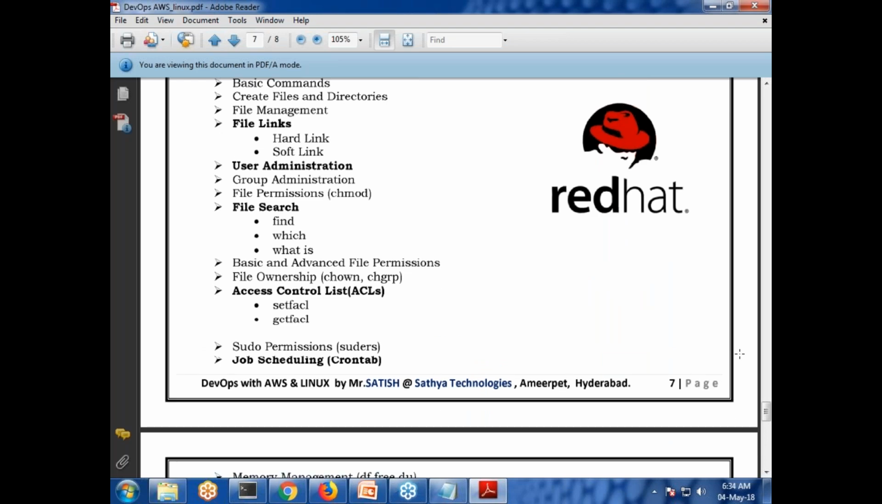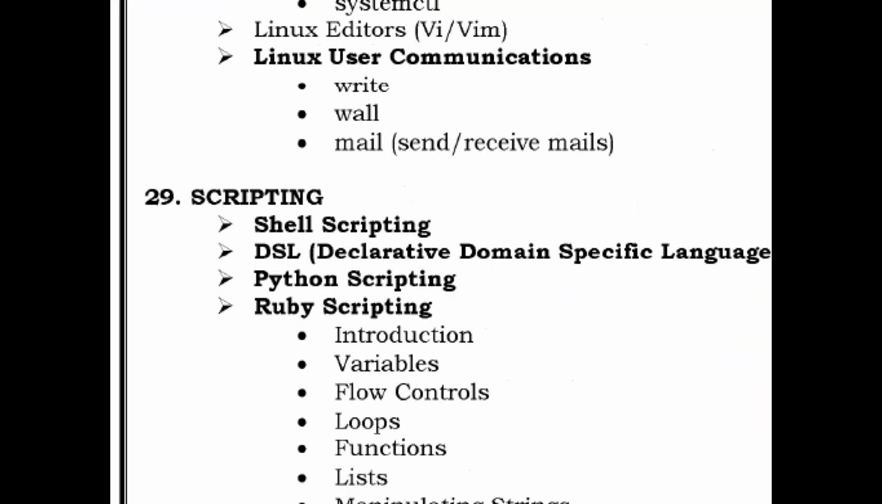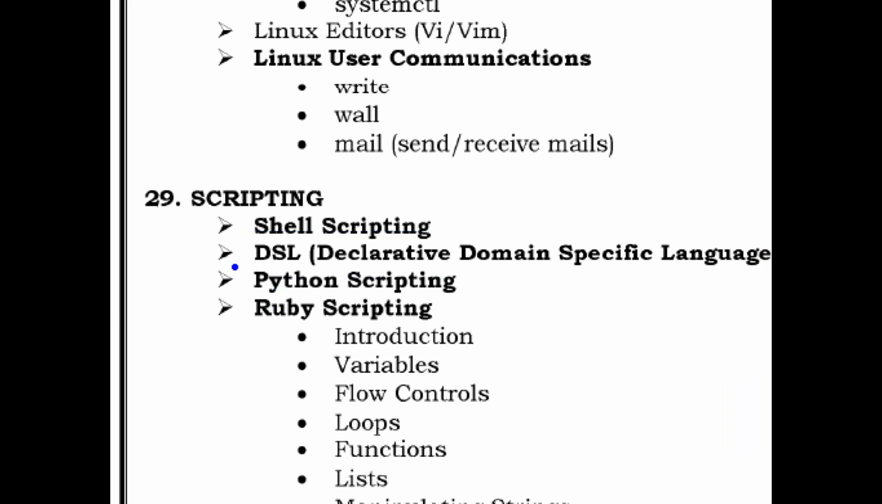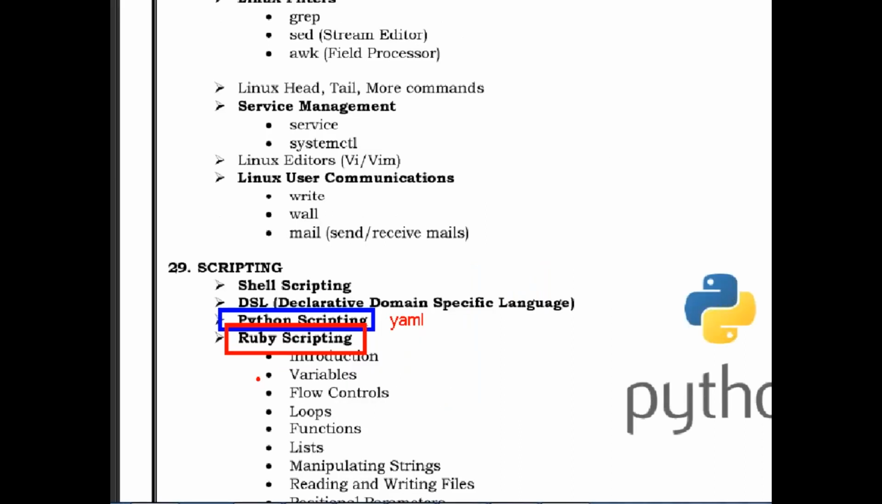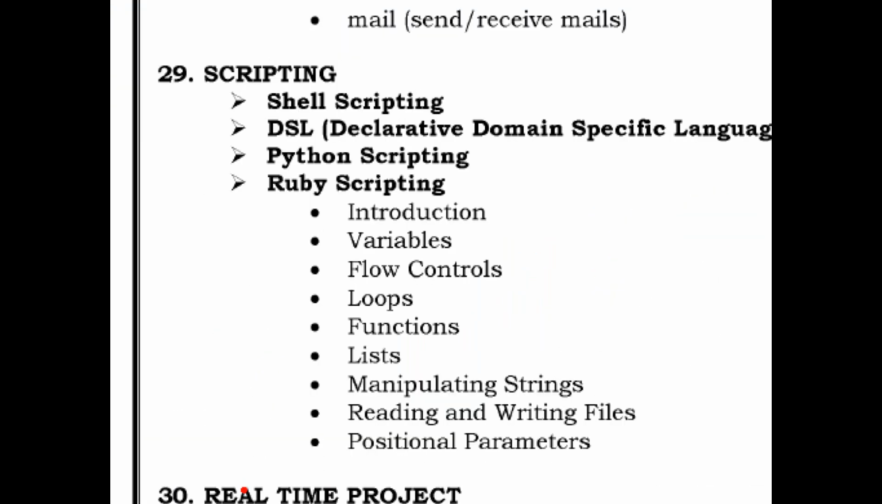Along with this, we'll cover different scripts, like shell script in Linux. If it is Puppet, we'll go for DSL. Puppet is a DSL language, I said to you, right? Declarative domain-specific language. In Ansible, we have Python, or you can use YAML. In Chef, it uses Ruby scripting. So like this, we can see different scripts in this course. And I'll also discuss some sample projects in this course.